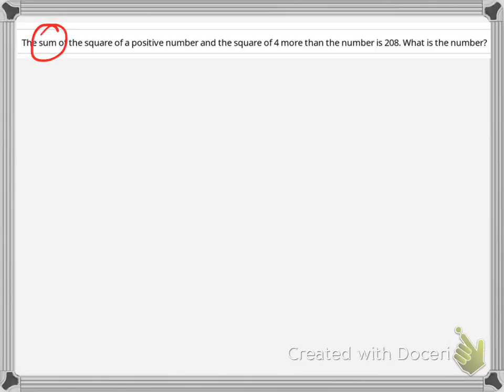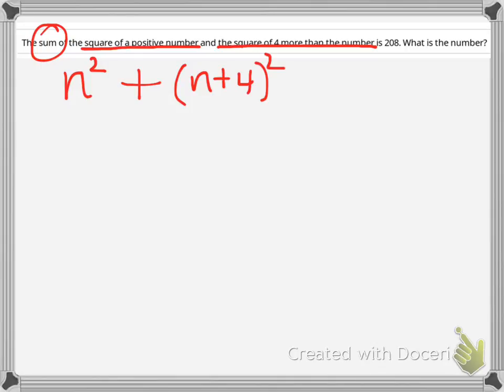Well, we know that what they're asking for is the sum, and that means addition. So what is it that we're adding? What are the two things that we're adding? Well, the first thing we're adding is the square of a positive number. And the second thing that we're adding is the square of 4 more than that number, n plus 4 squared. And if we add those two things together, that should give us 208. So that's the hard part, is setting up the problem.